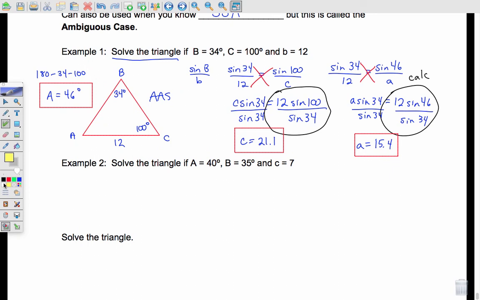So I want you to just ignore this. This was supposed to go on the next page. So ignore that as much as you can.